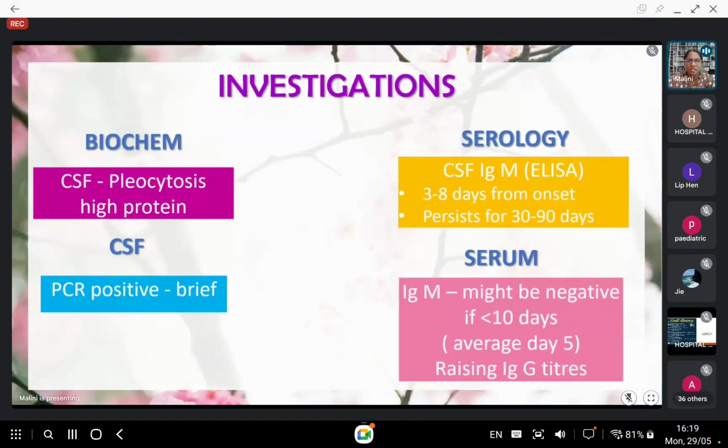So these are the investigations. I think importantly, the PCR positivity is very brief. So if you have a negative PCR, it does not mean that you don't have JE. If you have a high clinical suspicion of JE, you should do your CSF IgM. And in fact, if your first CSF IgM is negative, you should repeat it. This is if you have a high index of suspicion.